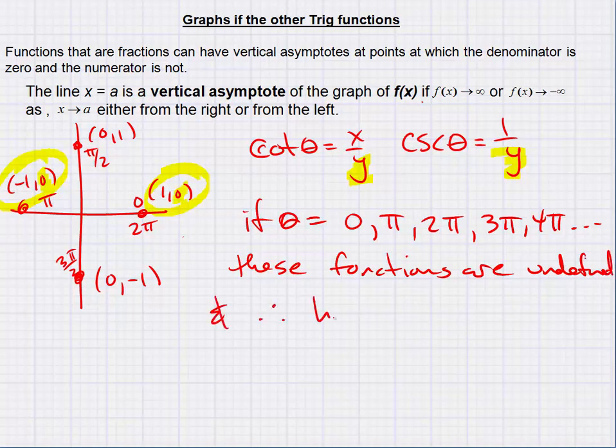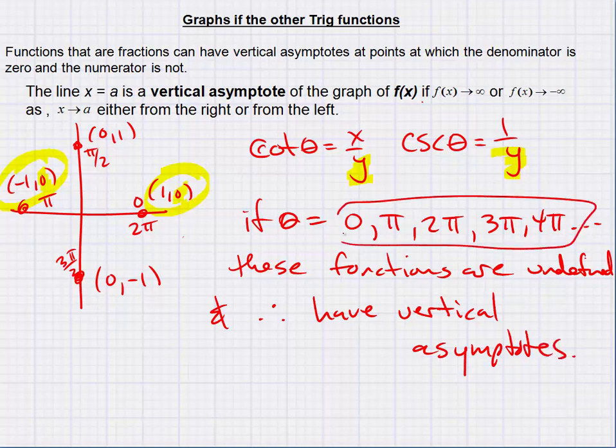And therefore have vertical asymptotes. Okay. And the easiest way to remember this is these are all whole number pi's. 0, pi, 2 pi, 3 pi, 4 pi, 5 pi, 6 pi, 7 pi. They're all whole number pi's. Cotangent and cosecant are undefined at those whole number pi's and have vertical asymptotes at those whole number pi's.